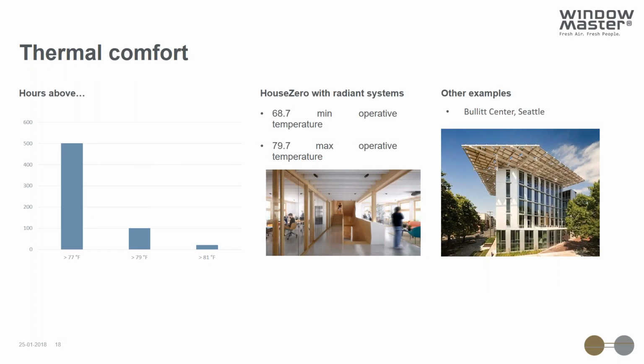Yeah, and then we need to consider what we are going to use as an alternative strategy to deal with these periods with the discomfort. And in House Zero, it was dealt with radiant systems, both heating and cooling, and this allowed us to have a minimum operative temperature of 68.7 degrees Fahrenheit and a maximum of 79.7 degrees Fahrenheit.